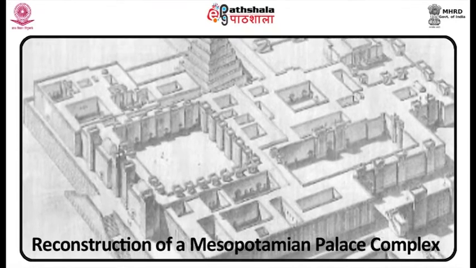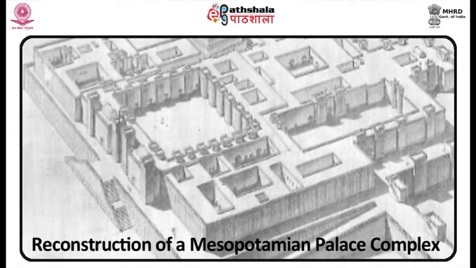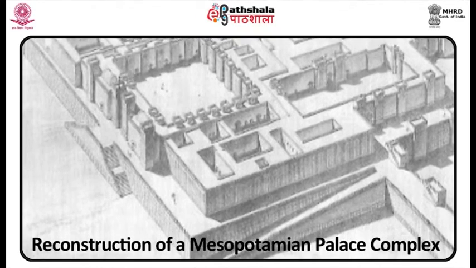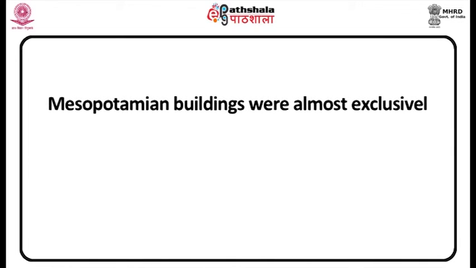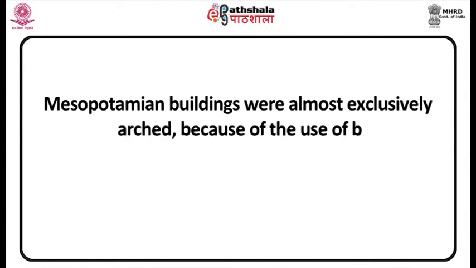And now to Mesopotamian architecture. As Mesopotamia is virtually devoid of stone, bricks made from clay or mud were the primary construction material. Consequently, little survives of Mesopotamian architecture. Mesopotamian buildings were almost exclusively arched because of the use of bricks.